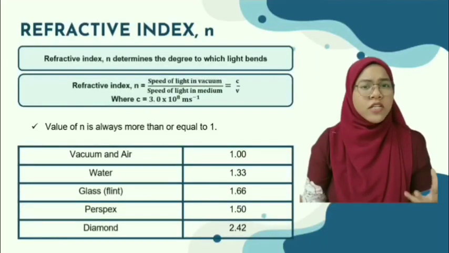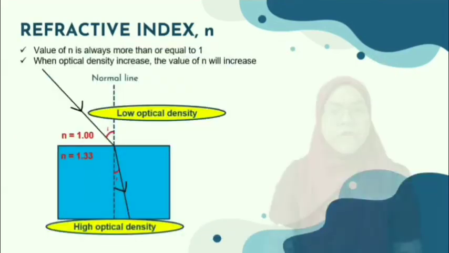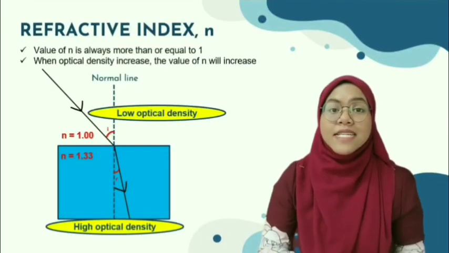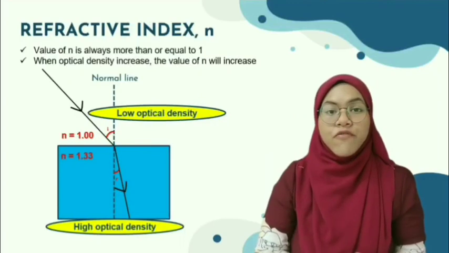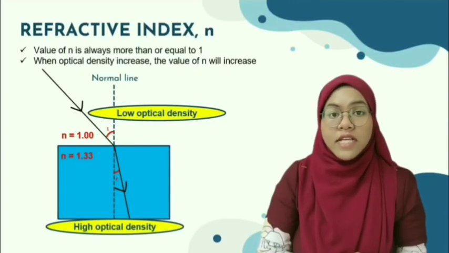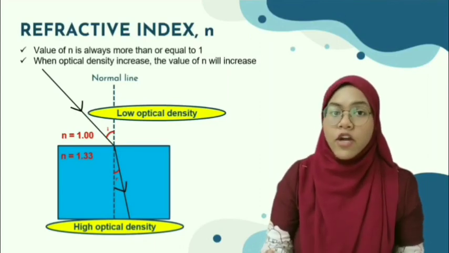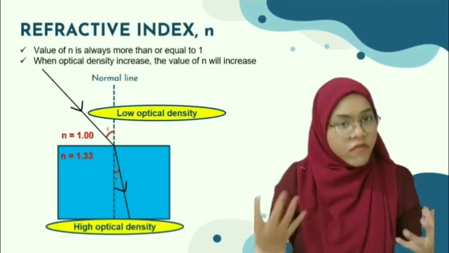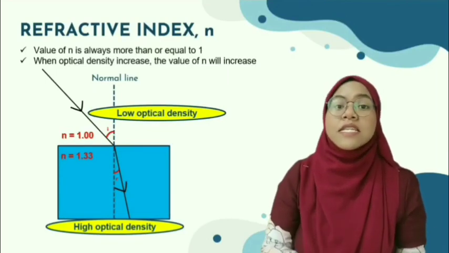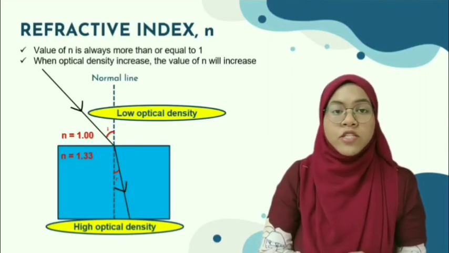What is the relationship between refractive index and optical density? When optical density increases, the value of refractive index n will increase. In the case of light travels from air to water, which is from low to high optical density, obviously the optical density increases. The value of n increases from n equals 1 to n equals 1.33.